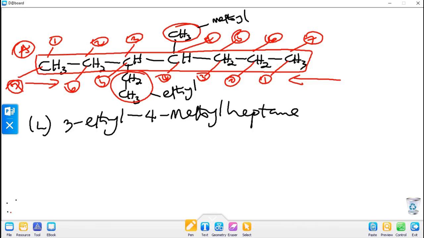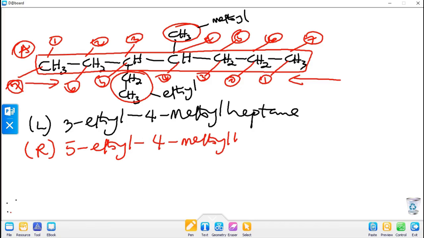So if we number from the right-hand side, our methyl will fall under carbon 4, and our ethyl will fall under carbon 5. So numbering from the right hand side, the name of that compound will be 5-ethyl, 4-methyl heptane. That is what it's going to be.